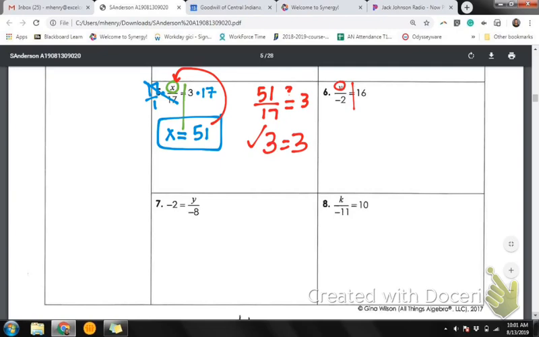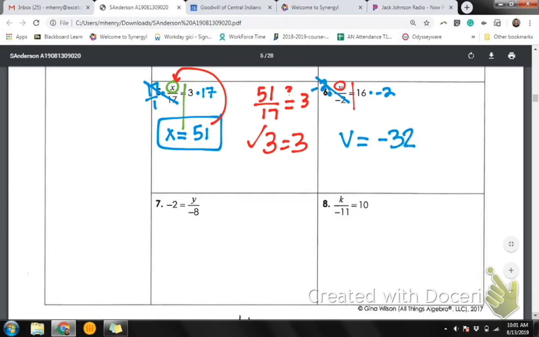Great. It's being divided. So if it's being divided, the opposite of division is multiplication. So I'm going to multiply by -2, which cancels. But on both sides, I'm multiplying by -2. So on the left side, I'm left with v. And on the right side, Sierra, what's 16 times -2? -32. Excellent.